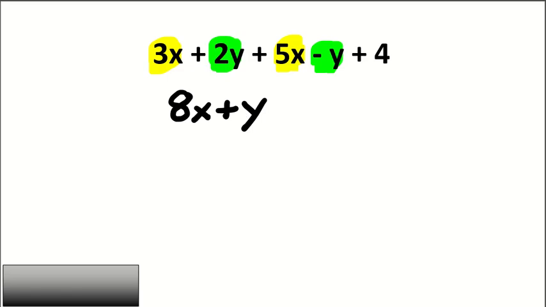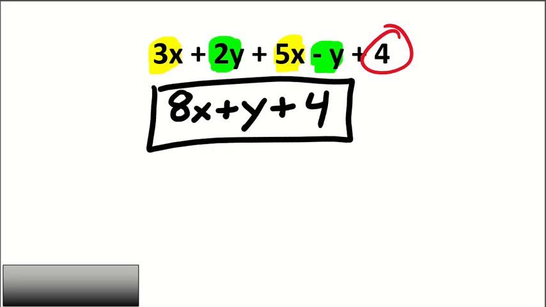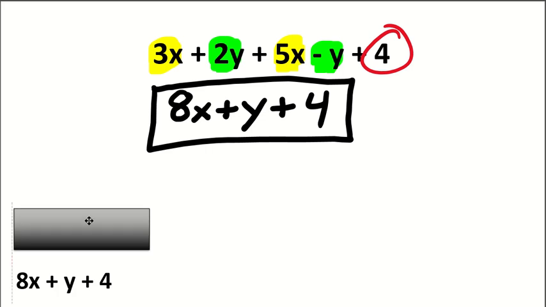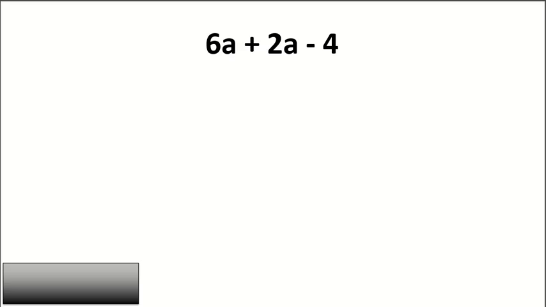And then, of course, this little 4 is all by itself. We can just tack that on. There's nothing to combine it with. And this is this expression simplified. And once again, 8x plus y plus 4 means we did it correctly. All right, let's move on to this next one.